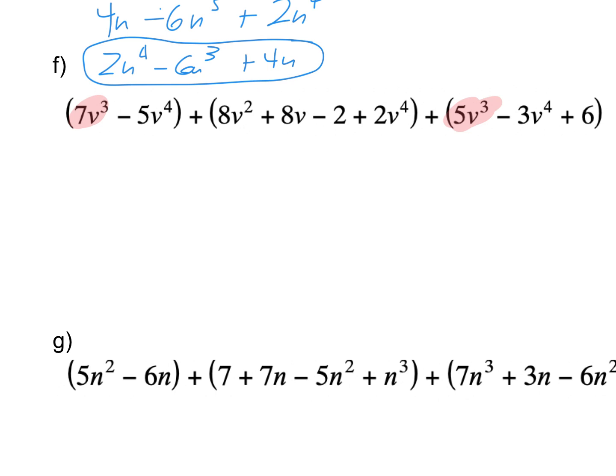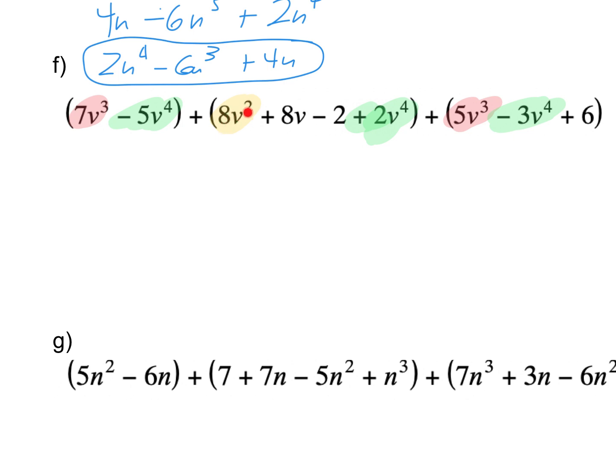All right, pick another color. My next term that's not highlighted is negative 5v to the fourth. All right, I'm looking for v to the fourth. I see one right here. Highlight that. And then if I keep going, I actually see another one right here. So we'll highlight that one as well. I forgot to highlight the sign. Okay. Next, new color. Highlight the next term that is not highlighted.